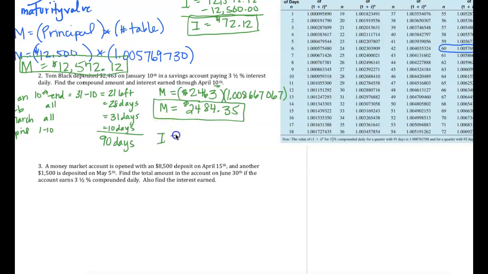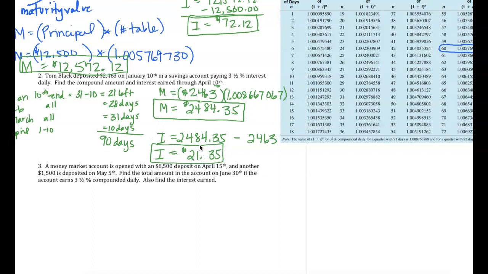To calculate the interest, we're going to compare the difference between the amount at the end of the account with the amount that was initially invested. So the $2,484.35, subtracting the $2,463 that was initially invested, and there's an interest of $21.35.